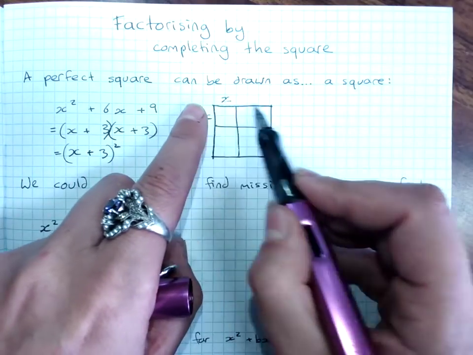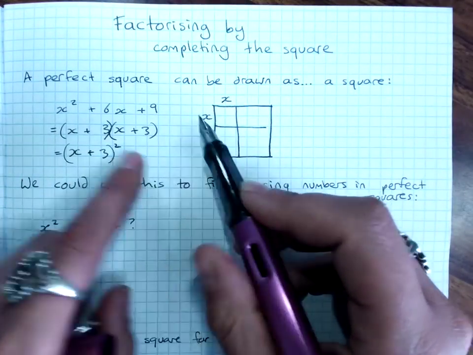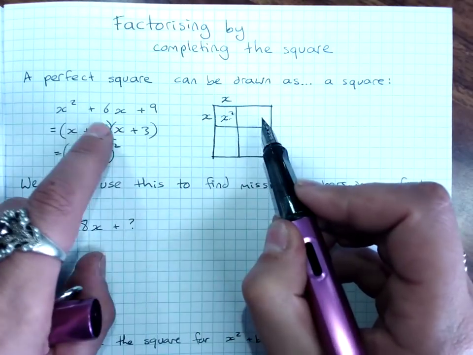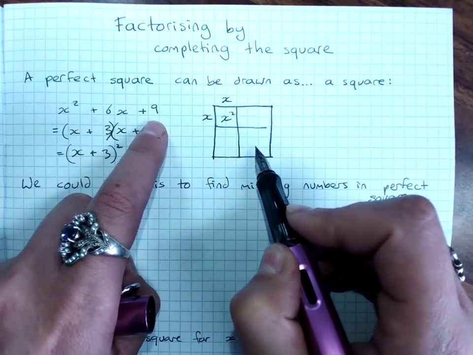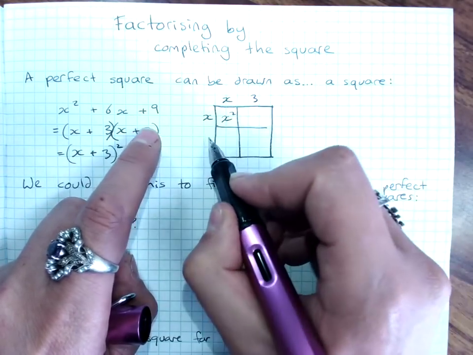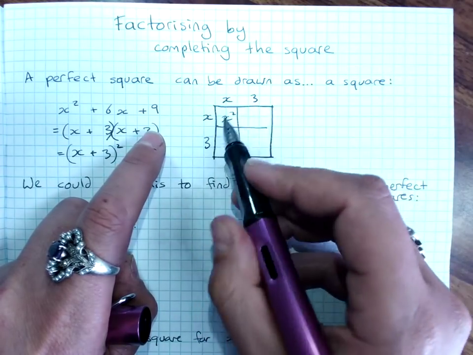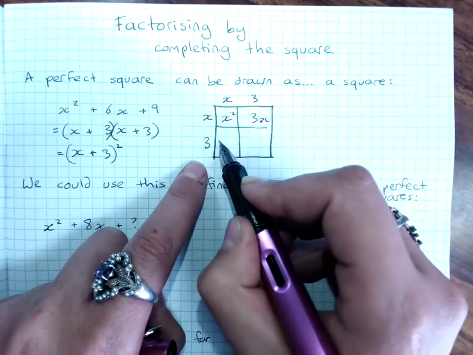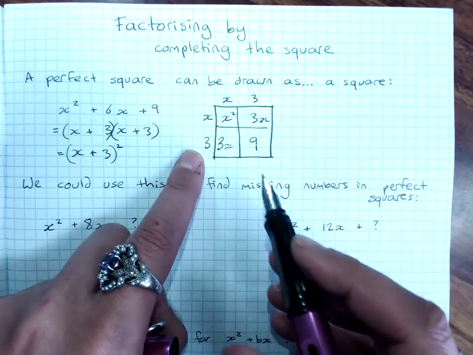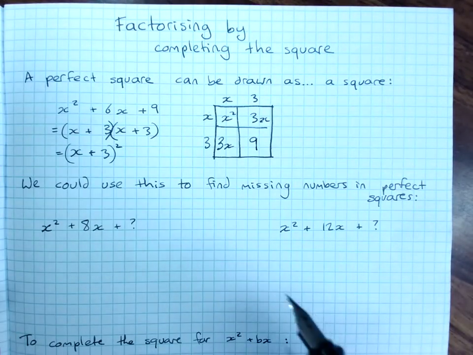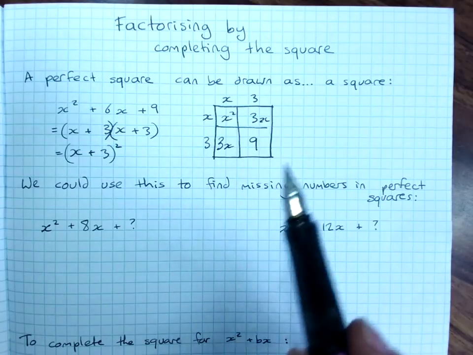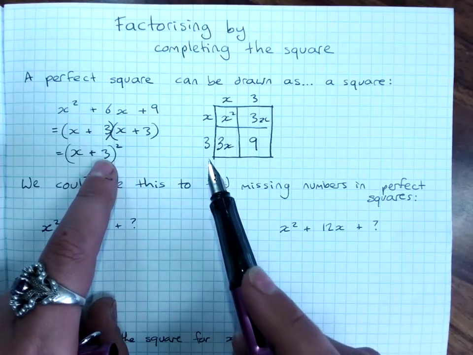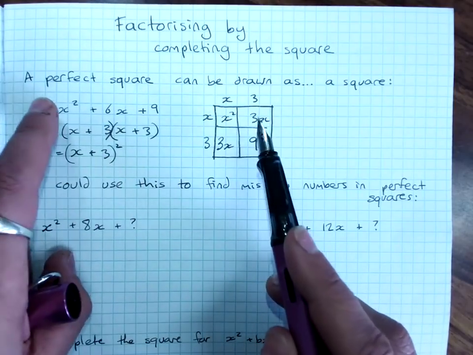It's as if I'm doing the area of the square, this side times this side, and getting this result. So having x here gives me x squared. I need to get 6x and 9. If I've got a 3 here and here, then 3 times x gives me 3x, 3 times x gives me 3x, and 3 times 3 gives me 9. So you can draw any binomial expansion as a rectangle, and any perfect square can be drawn as a square with the expression on either side, and this shows us our factorized form.